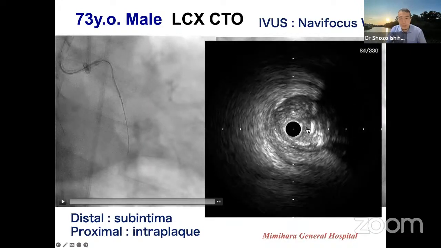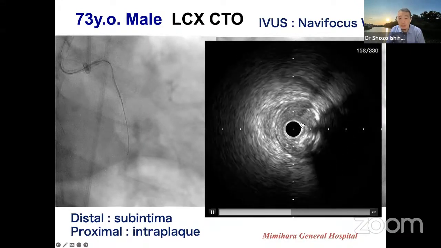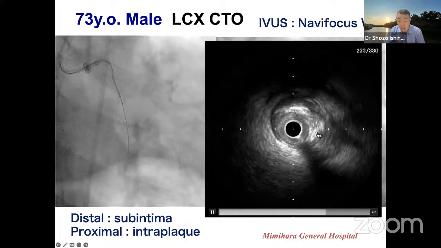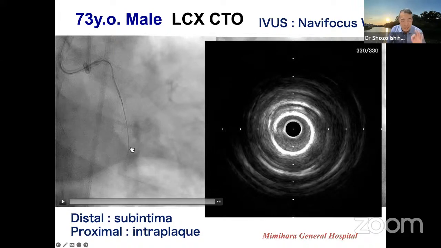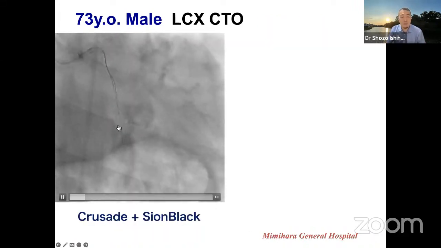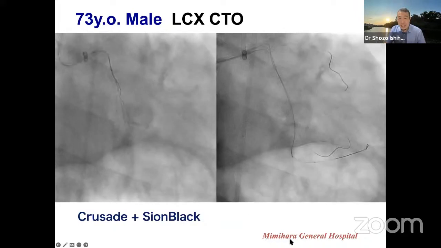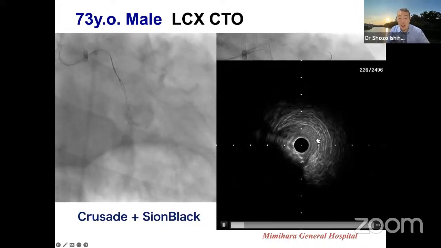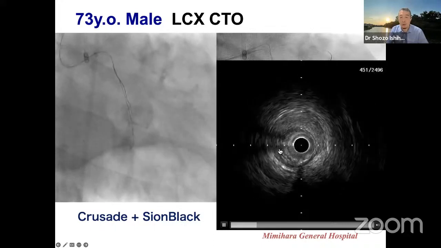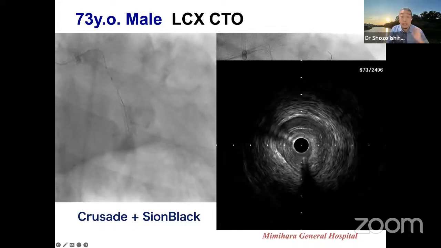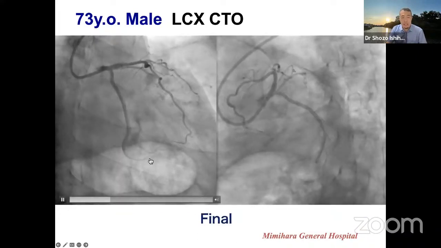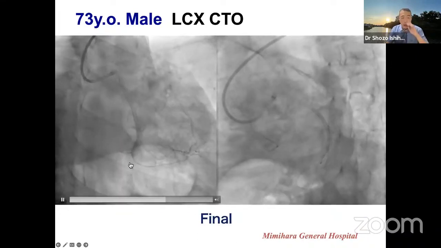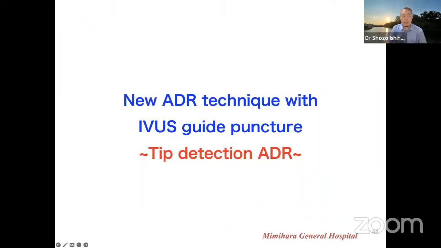After that, checking IVUS, this is only the proximal part, but the proximal part is just intraplaque, inside the plaque, you can understand. The distal part is a little bit difficult to get into the lumen, so I changed the wire again. Finally, we got totally intraplaque for the whole true lumen with IVUS guidance. And the final result is well recovered.